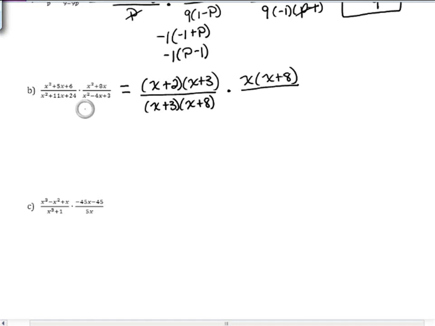And the denominator here is x squared minus 4x plus 3, so we need to factor the 3 so that the factors sum up to negative 4. So that would be x minus 1 times x minus 3.